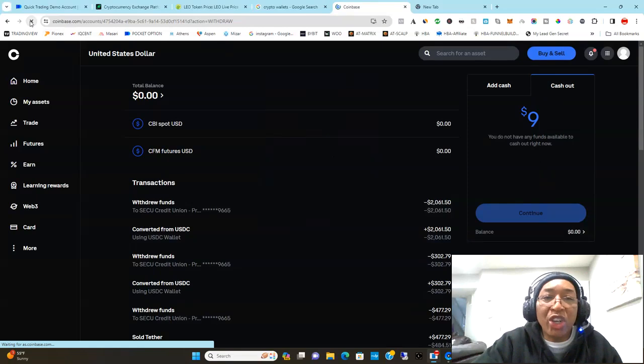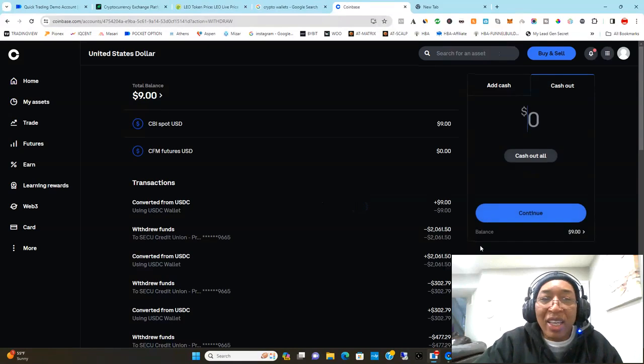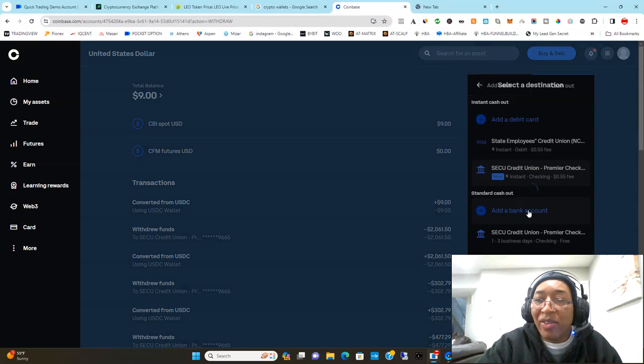Okay, so it's now cash. It's now in the cash form. Okay, so we have $9, and you're going to say cash out all. Continue, and now you can choose where you want to send it. You can send it to your checking account, or you can send it instantly to your debit card with a very small fee, like 55 cents. So you can send that out right away by just clicking that, and it goes away.